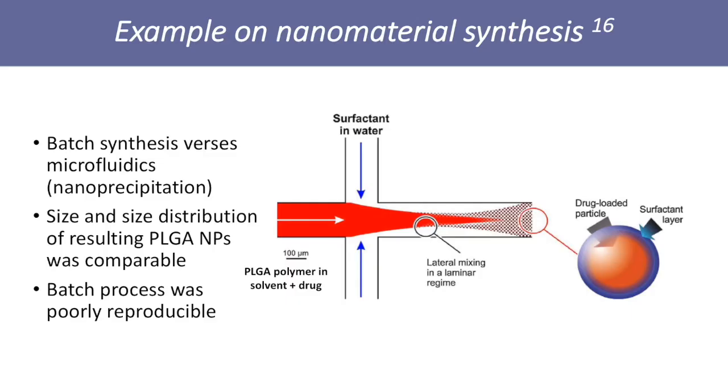This is an example on nanomaterial synthesis using microfluidics. In this study, the researchers compared the batch synthesis versus microfluidic nanomaterial synthesis via the nanoprecipitation method. For the microfluidic system, PLGA polymer in solvent and the drug was pushed through one channel, and then through the perpendicular channels surfactant in water was added to produce the nanoparticles.